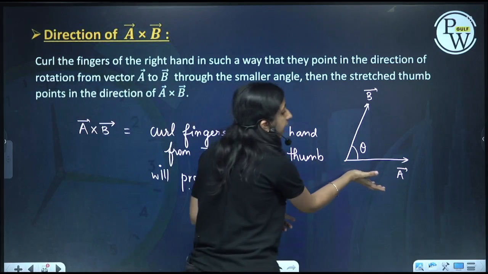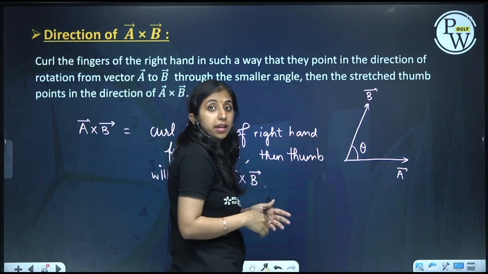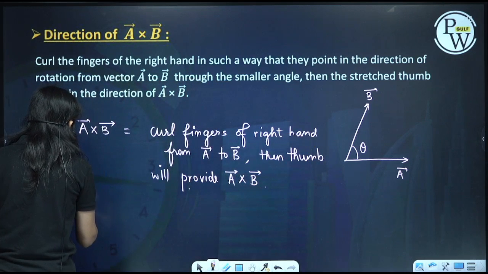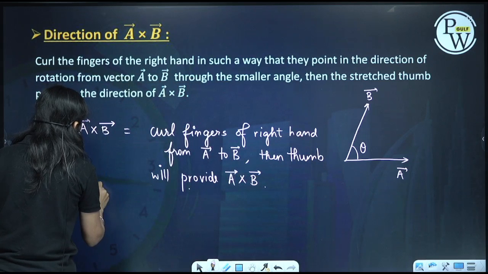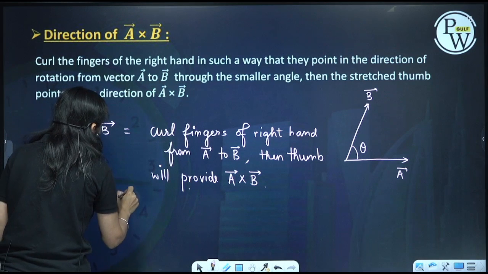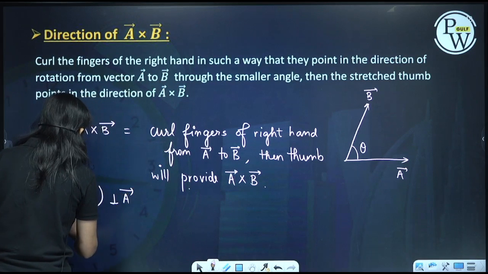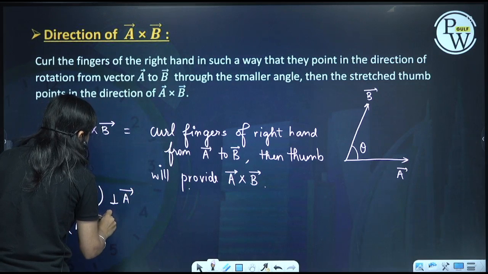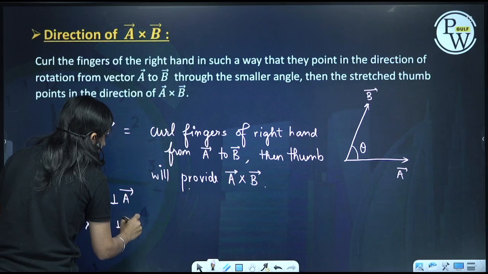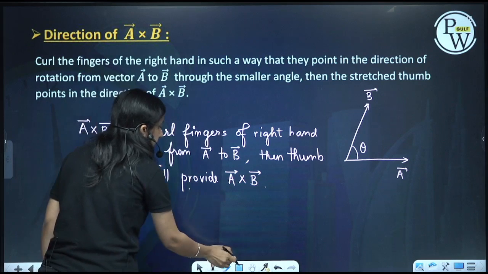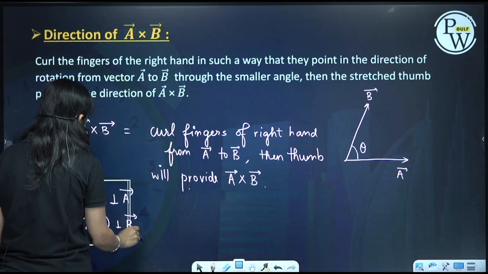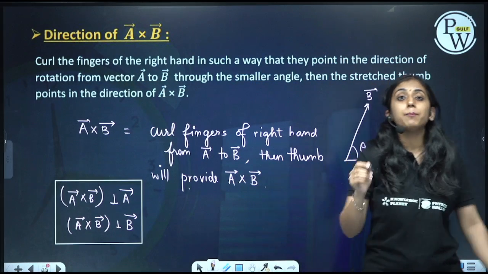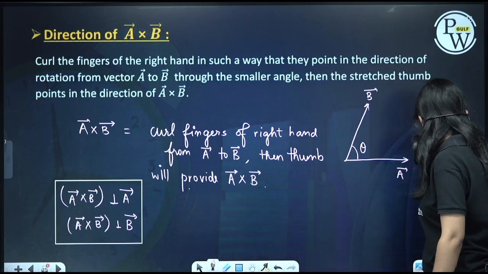Now see, here A cross B is out of the plane of paper. So A cross B is perpendicular to A, as well as A cross B is perpendicular to B. This n cap is perpendicular to both the vectors.